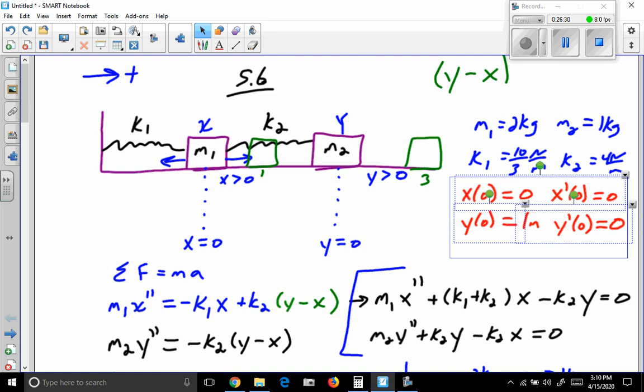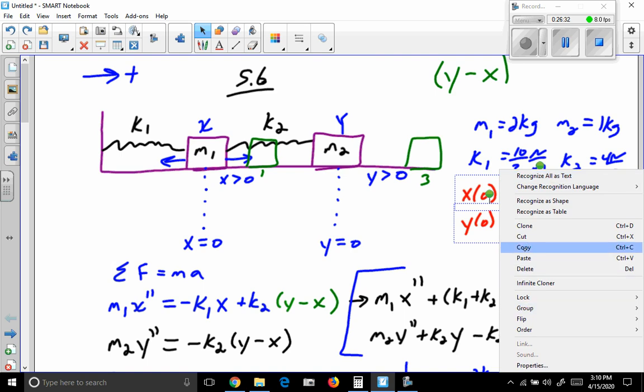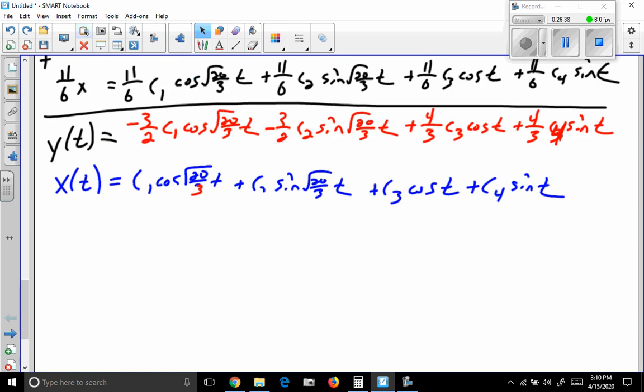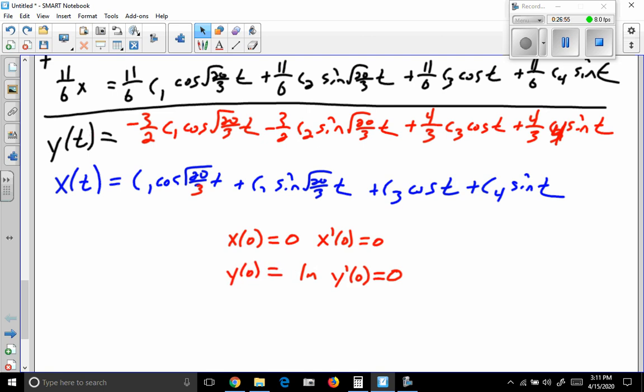So let's copy this information and try to use that to find our values of C. Paste. Let's see if we can drag all of that. All right, I think that's got it. So if we substitute these values in, let's start with x. We needed our x prime as well.